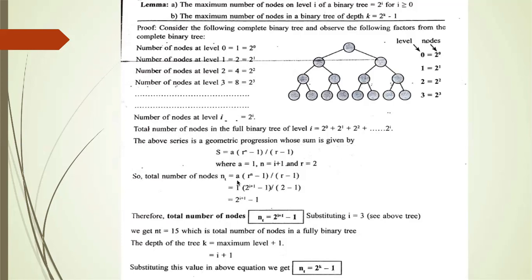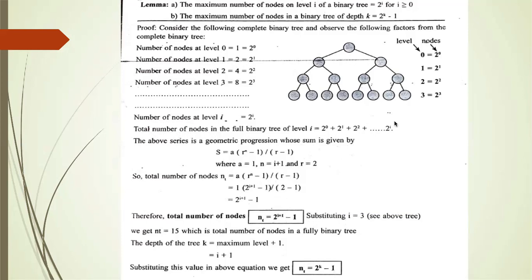So that will be S equals A into r power n minus 1 by r minus 1. That is, A here is 1, r is 2, and n is given by I plus 1, minus 1, divided by r minus 1, which is 2 minus 1. So substituting, you will get 2 power I plus 1 minus 1. So this will be the total number of nodes, where n will be 2 power I plus 1 minus 1.